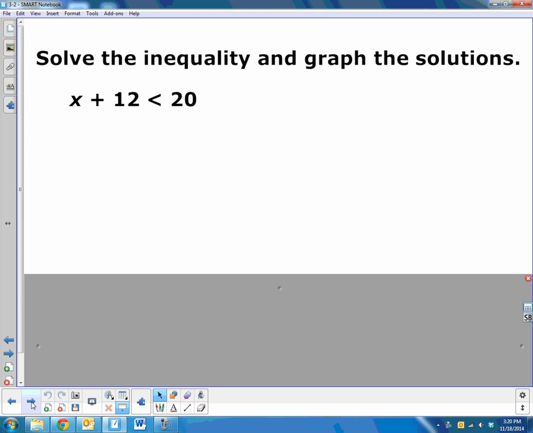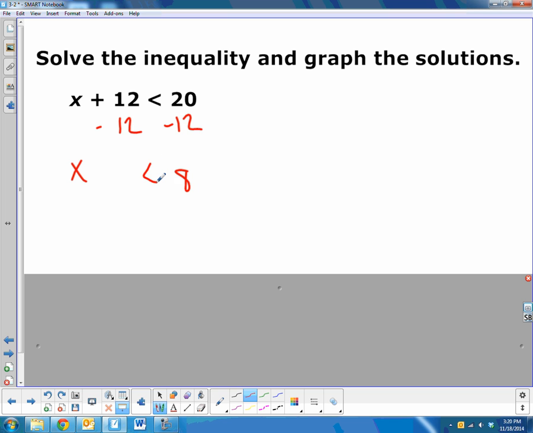Solve the inequality and graph the solution. So again, we're solving, and then once we have a solution, we're going to graph that solution. First one here, we have x plus 12 is less than 20. So again, instead of plus, we're going to do that inverse operation, the opposite of plus. We are subtracting. We're going to subtract whatever number is on the same side as x, so we're left with x. 12 minus 12 is going to give us 0, and 20 minus 12 is going to give us 8. However, instead of x equals 8, we'll have x is less than 8.